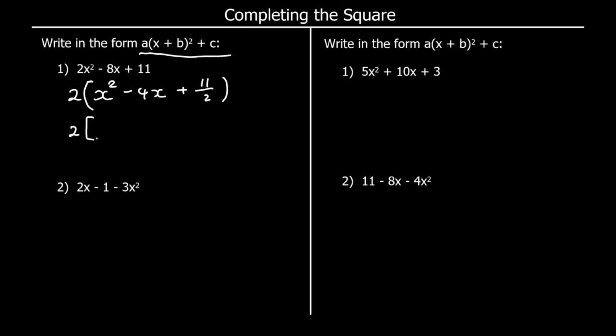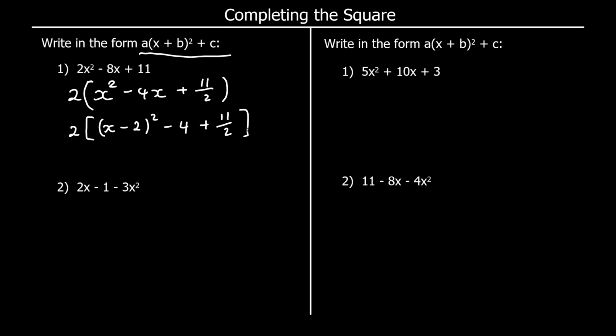So I'm going to have 2. I'm going to use a square bracket. I've got the b of negative 4 now. I'm going to half that, which will be negative 2. Then take away 2 squared, which is 4, and then plus 11 over 2 on the end.